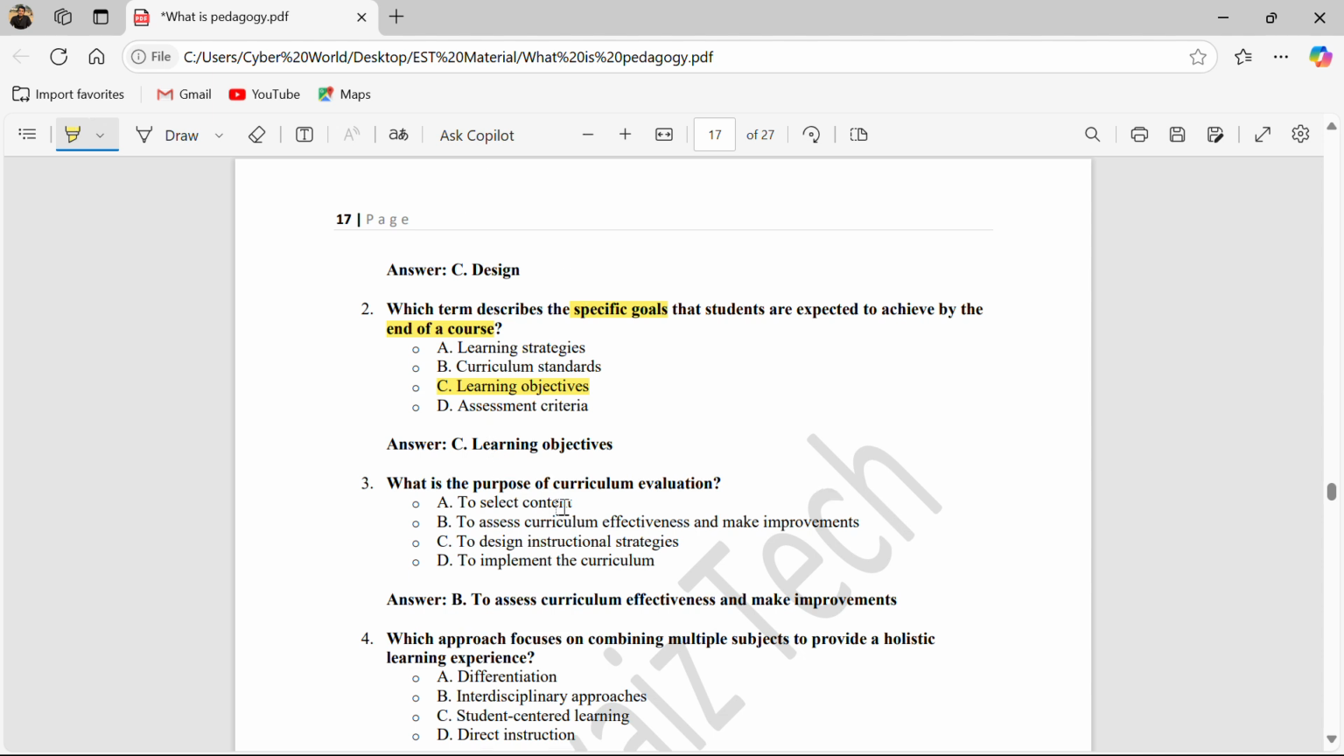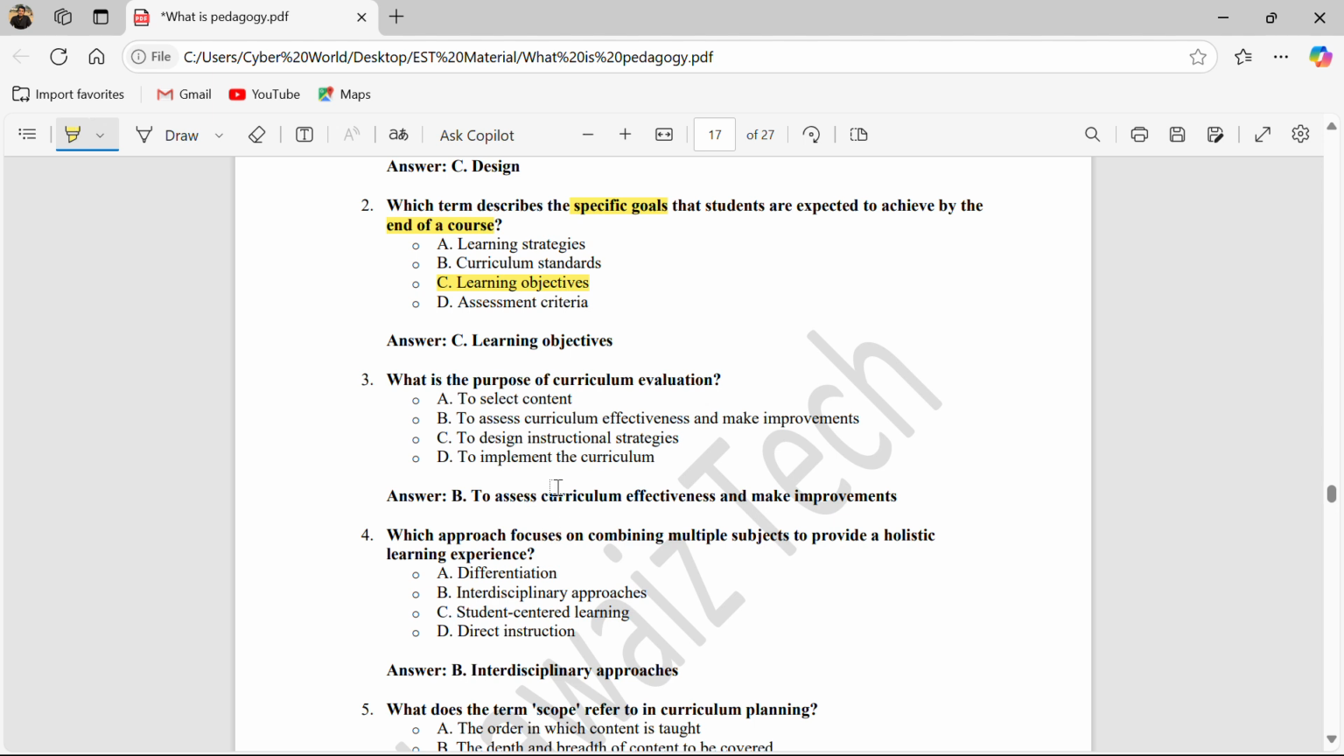What is the purpose of curriculum evaluation? To select the content, to assess the curriculum effectiveness, and make improvements. Yes, to assess the curriculum's effectiveness, and if there is some improvement needed, you have to evaluate your curriculum according to the context. So the correct answer is this.